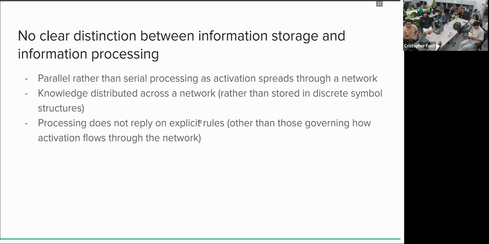Neural networks exploit parallel processing. They're not serialized. So parallel processing is kind of the activation through the entire network. Knowledge is distributed across the network. Everything nowadays in terms of neural networks or machine learning is distributed. It's just a lot more efficient and it has much better performance. You're not going to see discrete symbol structures for some kind of neural network model.